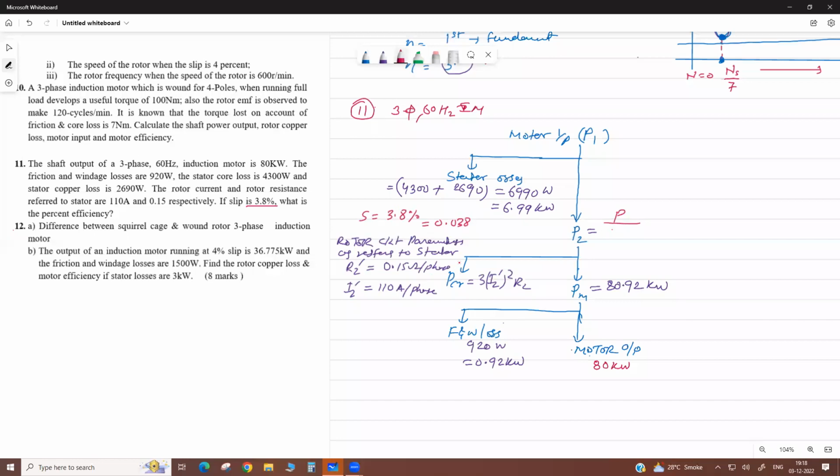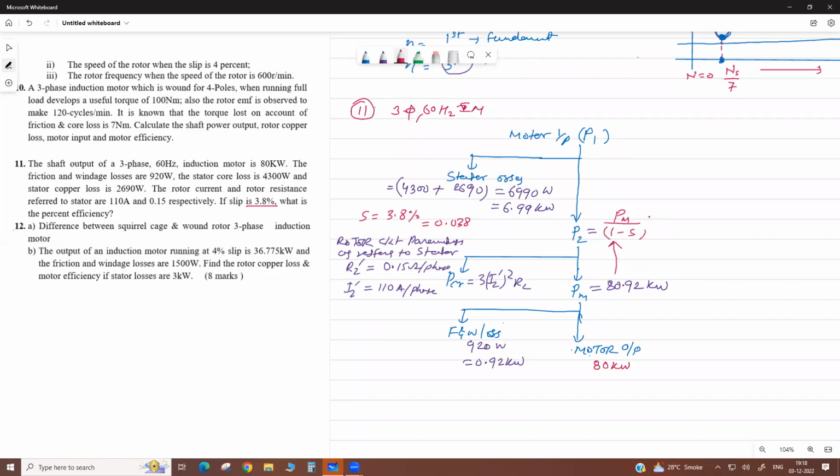But if they here ask rotor copper loss, then you can solve by this method, okay? But here it is not asked, they only ask the efficiency. So we are not required to calculate this. We directly jump from here to here, correct? So it is mechanical power upon 1 minus slip.